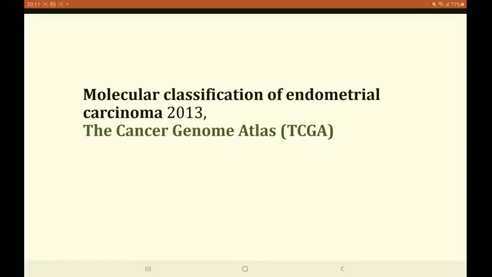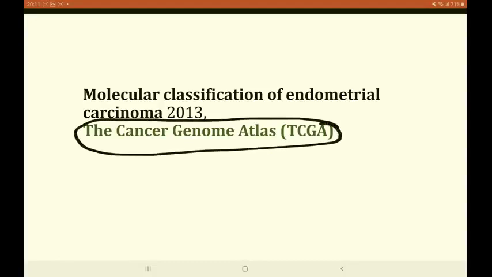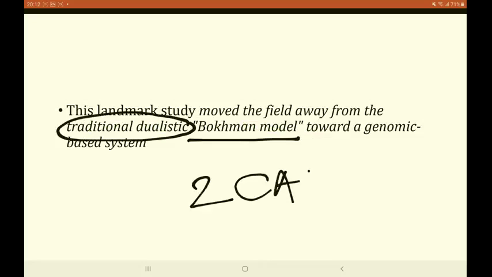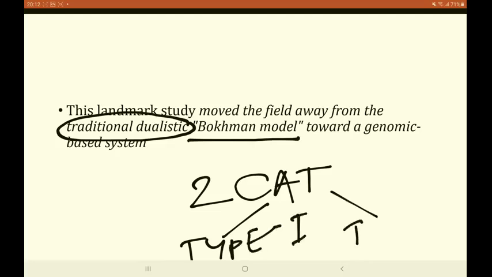Molecular classification of endometrial carcinoma was developed by The Cancer Genome Atlas in the year 2013. Before that, we had a traditional dualistic model, also called the Bokhman model, that divided endometrial carcinoma into two categories, type 1 and type 2.